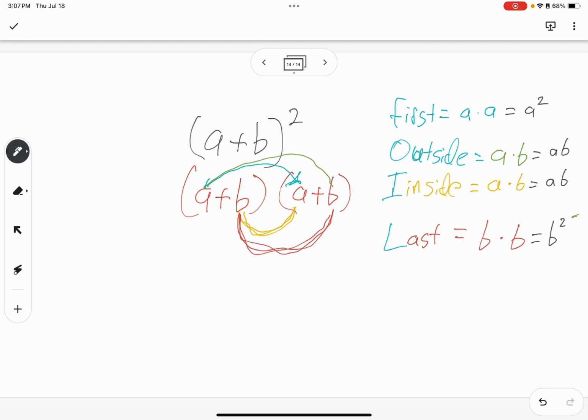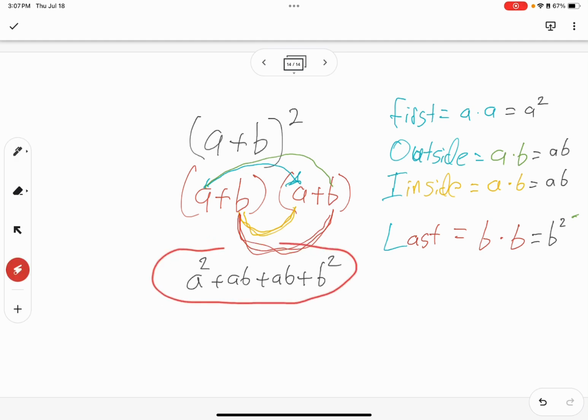Okay? So let's put these together. So I've got an A squared. That's positive. Okay? Here we've got a positive AB, so plus AB. We've got another positive AB, so plus AB. And then we've got a positive B squared, or B to the second power, so plus B to the second power. Now the last thing we have to do is, are there any like terms?